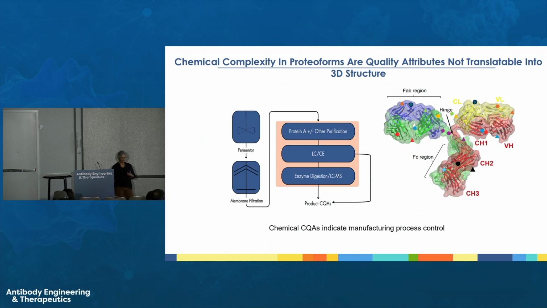But if you look at the structure on the left, the modifications that can happen in the molecule can be distributed throughout the IgG chain, the protein chain. And so how do you know how they affect the 3D structure? Each one of them can affect the contour of the molecule. So how do you recognize that?